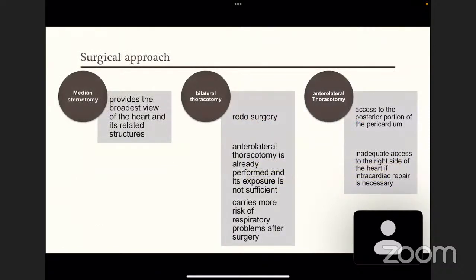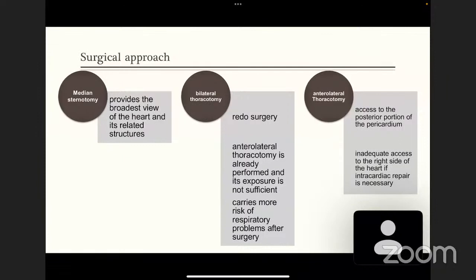Our surgical approach can be median sternotomy, bilateral thoracotomy, or anterior lateral thoracotomy. The median sternotomy provides the widest, the largest view of the heart and its related structures. Bilateral thoracotomy can be used in cases of redo surgeries or in case the initial approach was anterior lateral thoracotomy. However, the exposure was insufficient.